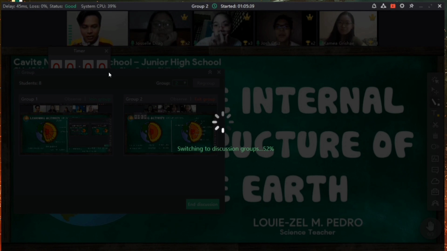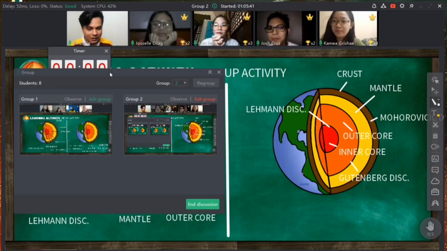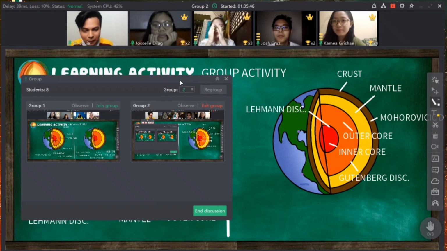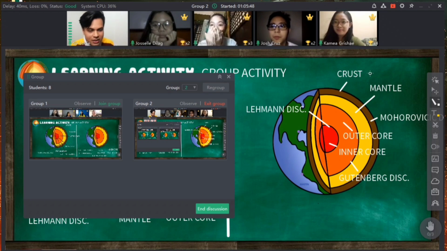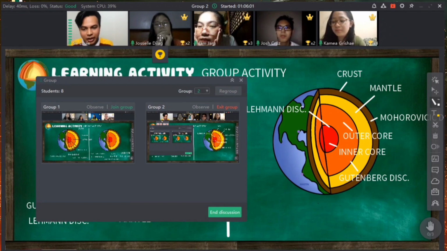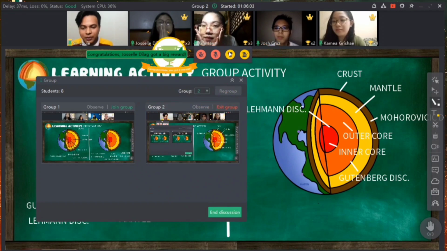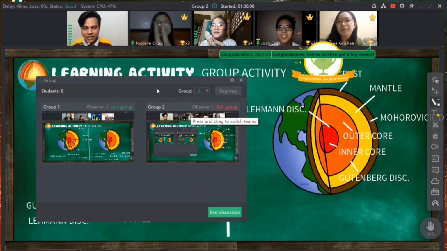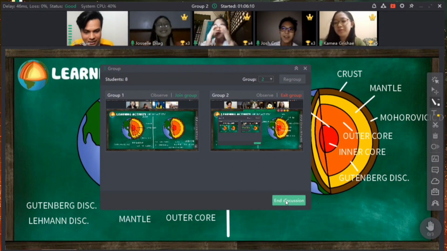Okay, time is up. Let me check your output. We have the crust, correct? The mantle, Mohorovičić discontinuity, correct? The outer core is correct. Inner core, correct. Gutenberg, correctly labeled. Lehmann discontinuity is also correct. So I will be giving you trophies each. Let us now go back to our main class.